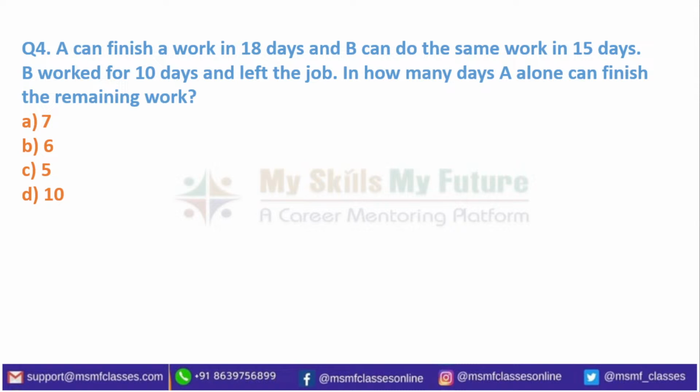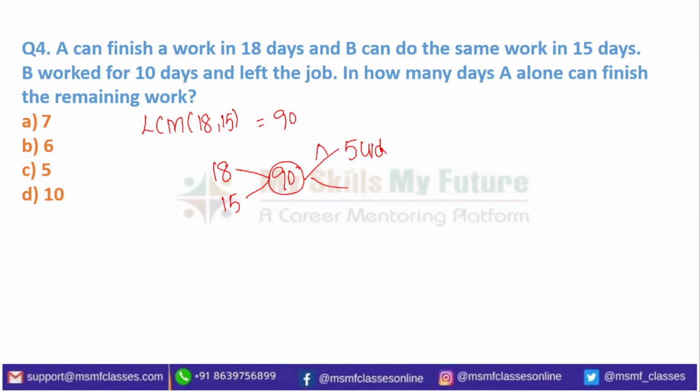First find out the LCM between 18 and 15. The LCM of 18 and 15 is 90. Whenever 90 units occur, the work will be completed. 90 divided by 18 is nothing but 5, so the efficiency of A is 5 units per day. The efficiency of B is 90 divided by 15, which is 6 units per day.